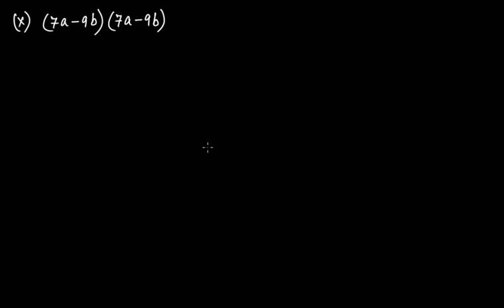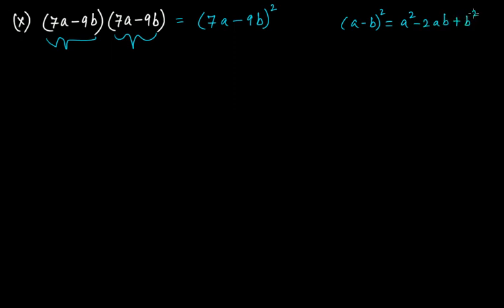This is the last one. This is 7a minus 9b multiplied by 7a minus 9b. If you look at this binomial and this binomial, these are exactly the same. Therefore, this can be written as 7a minus 9b whole squared. The same binomial is being multiplied by itself. So this becomes of the form a minus b whole squared, that is a squared minus 2ab plus b squared, right?